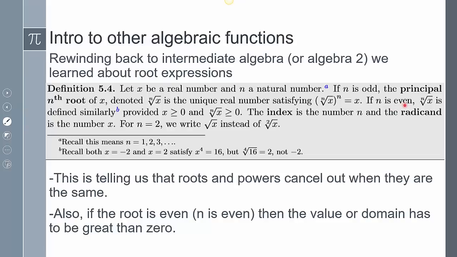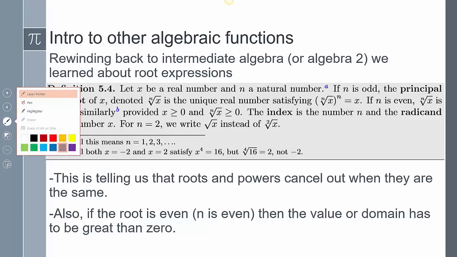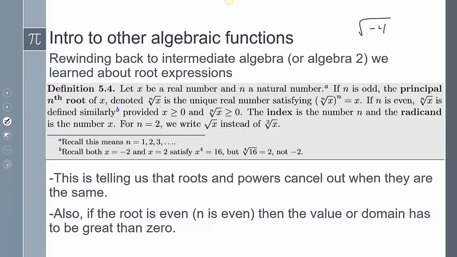Now when n is even, the even root of x is defined similarly, provided that we have a value greater than or equal to 0. The reason why we say that is because, remember, even with the basic value x squared, let's say I have the square root of -4, what value squared gives me -4? And there are none. That is the reason why, because of that ambiguity, we have the domain restriction where whatever's inside there has to be greater than or equal to 0.